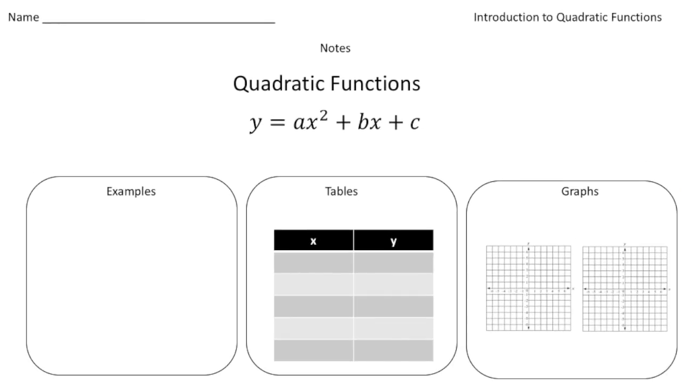Alright, so now let's take a look at our third type of function, and this is called the quadratic function. And quadratic functions have several key characteristics that make them different than linear or exponential. And they have this format where it's y equals ax squared plus bx plus c. And the important thing is this x squared. This right here is what makes it quadratic.